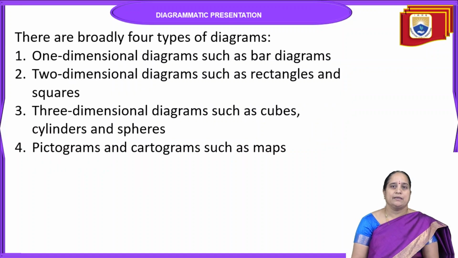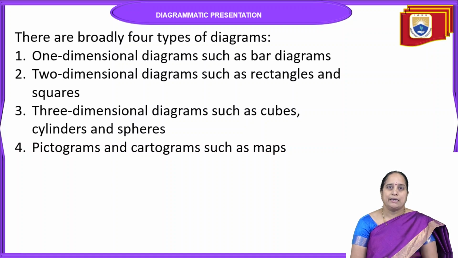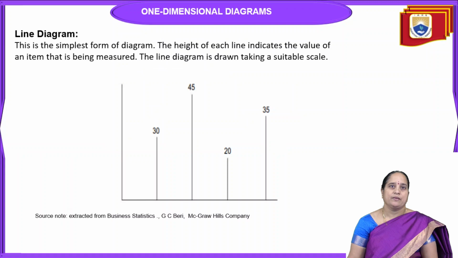So coming to the diagrams, like graphs, diagrams also have a visual impact on viewers' minds. These diagrams are basically categorized into four types: one-dimensional diagrams such as bar diagrams, two-dimensional diagrams such as rectangles and squares, three-dimensional diagrams like cubes, cylinders and spheres, and the fourth one is pictograms and cartograms such as maps, etc.